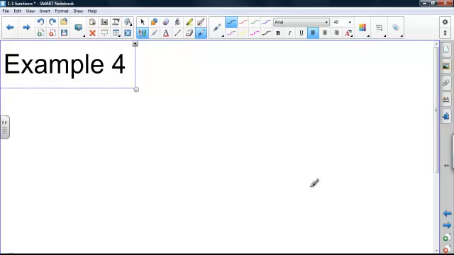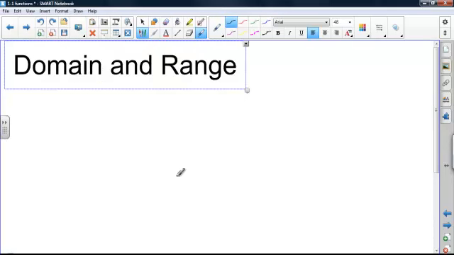We're going to start talking about domain and range. Domain and range of a function. Domain is the x values, range is the y values. I mentioned that already. Now, there are times where the domain has to be restricted.